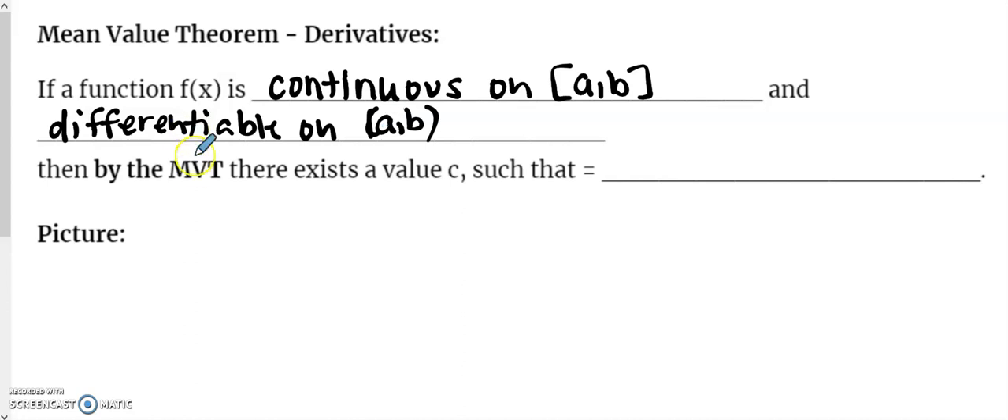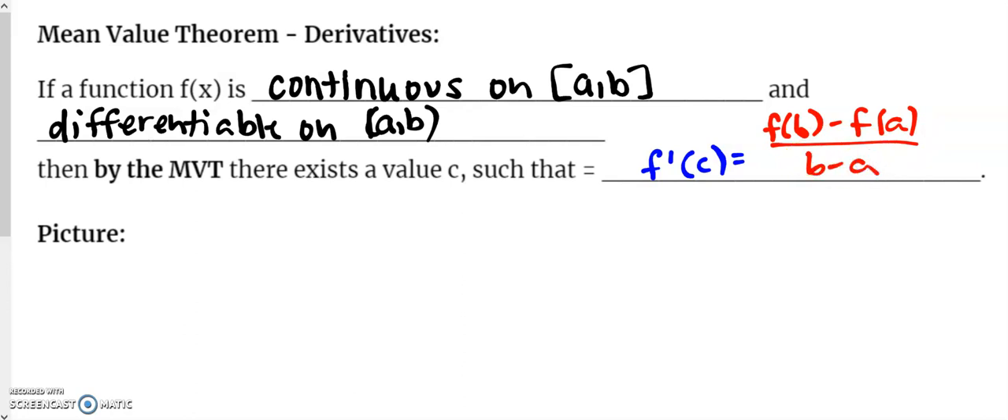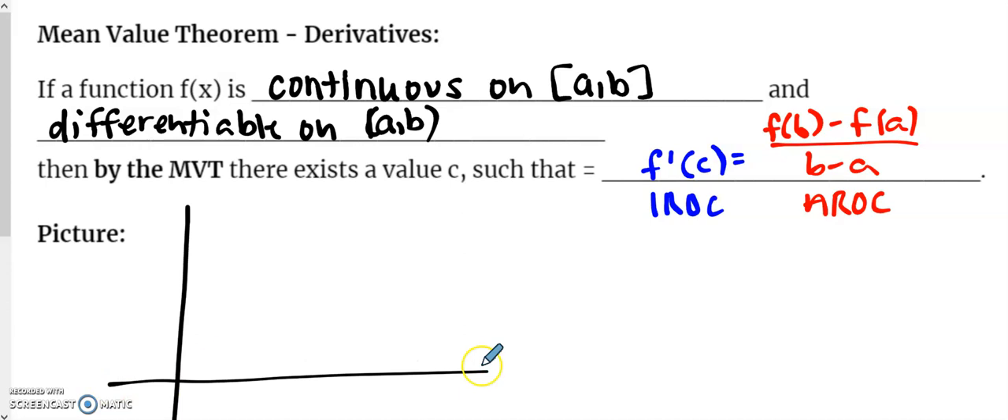Where do they go? Then by the mean value theorem, there exists a value c such that f prime of c is equal to f of b minus f of a over b minus a. So this is the one where we have IROC, the instantaneous rate of change, is equal to AROC, the average rate of change. A picture of this, we use the example of the calculus teachers doing a drive, but we have a function that's continuous on a to b. We'll go mostly decreasing this time.